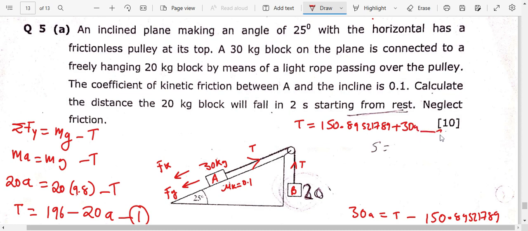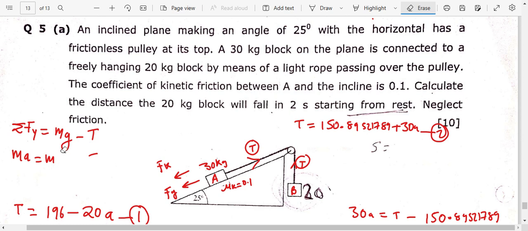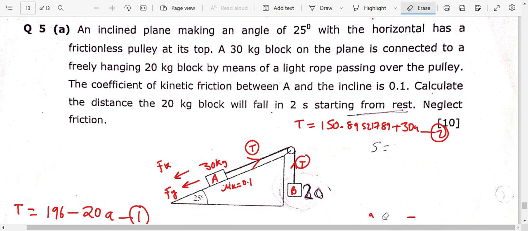This is going to be equation 2. Now, friends, this is the same rope. This is tension. This is tension. It's the same thing. Tension is the same. So equation 1 has tension is equal to, and equation 2 also has tension is equal to. So we're just going to equate these two equations because they are all equal to tension.